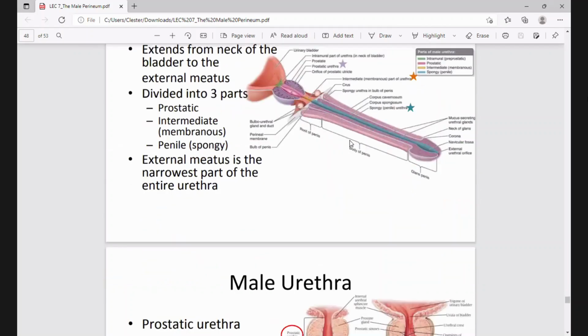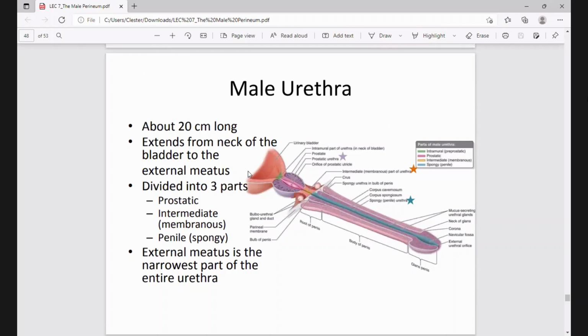Now, this is the male urethra. I think we discussed this already in the male reproductive system. Okay. It's about 20 centimeters long, extends from the neck of the bladder to the external urethral meatus. It's divided into three parts: prostatic, membranous, and penile. Prostatic is the most dilatable, membranous is the least dilatable, and the penile urethra is the pendulous part. Okay, male urethra.